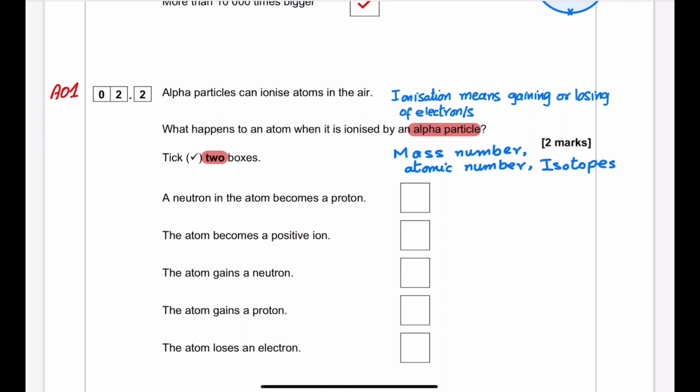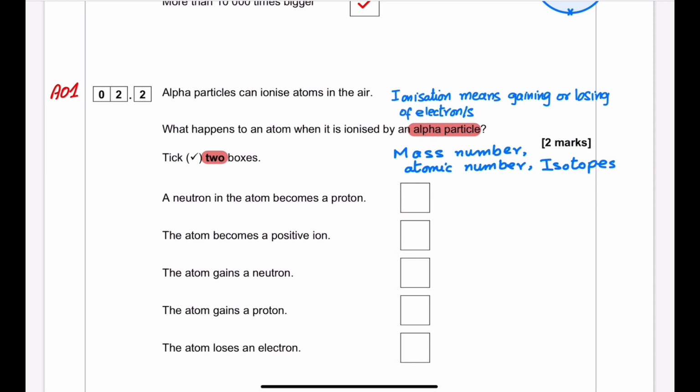2.2 is an AO1 question, and this question is from the topic of mass number, atomic number, and isotopes. Alpha particles can ionize the atoms in the air. What happens to an atom when it is ionized by an alpha particle? The student must know the properties of alpha particles. And ionization means gaining or losing of electrons.